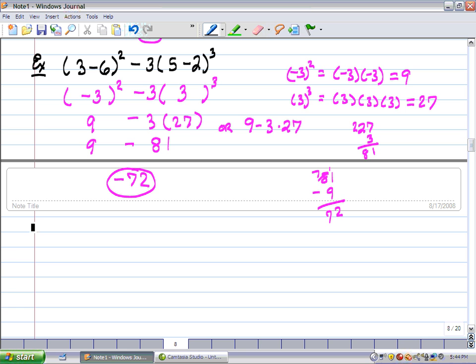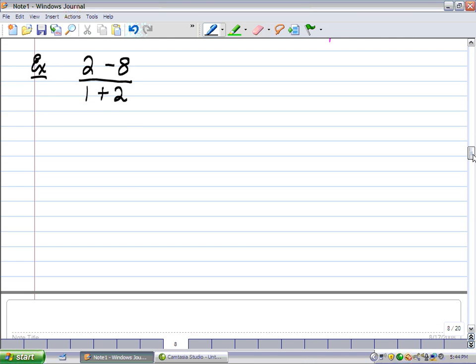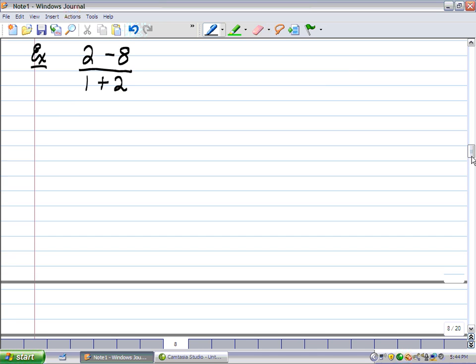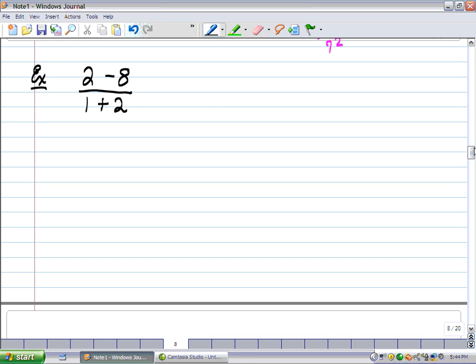are division. So let's look at an example of that before we stop. 2 minus 8 over 1 plus 2. What do I have to do first when I do this fraction?